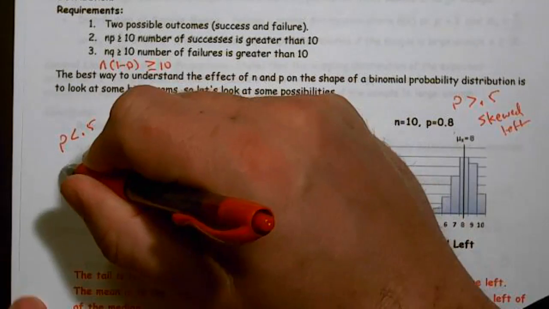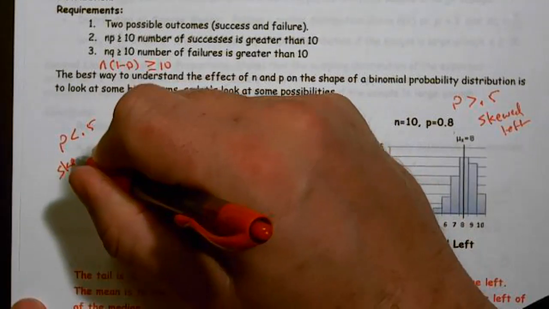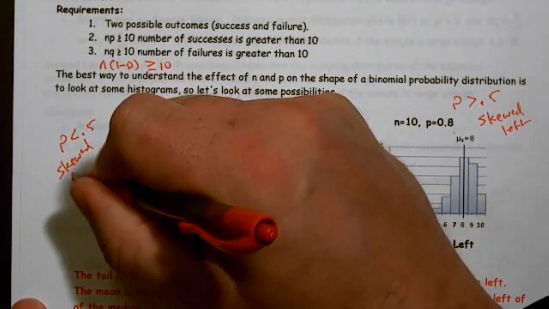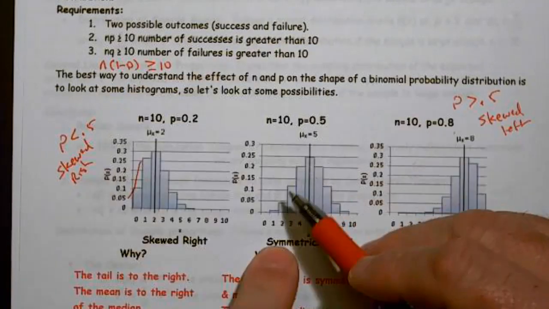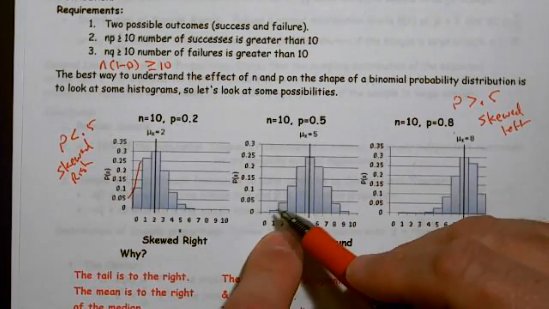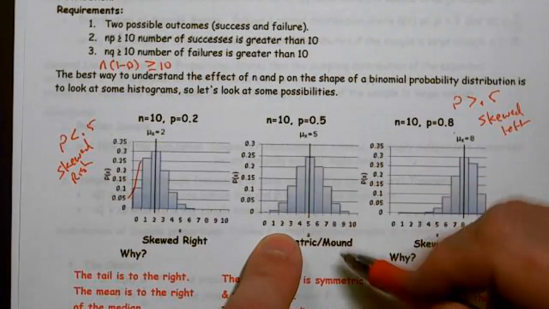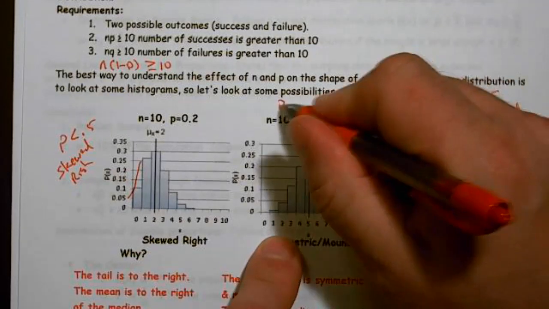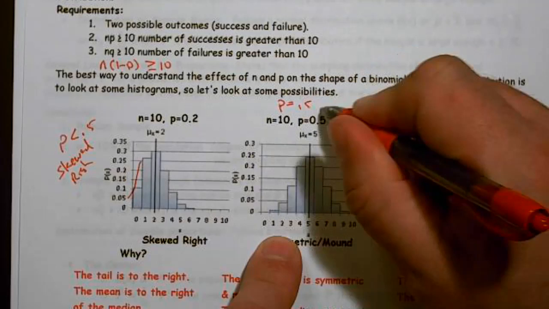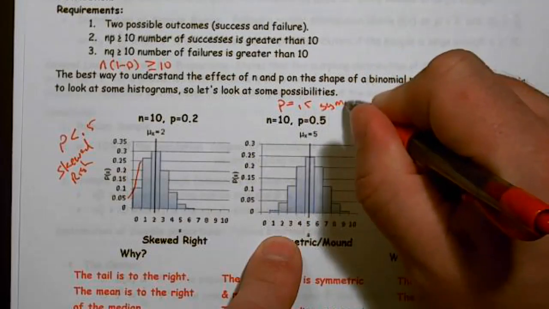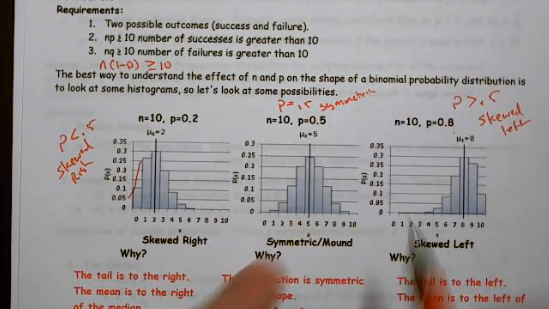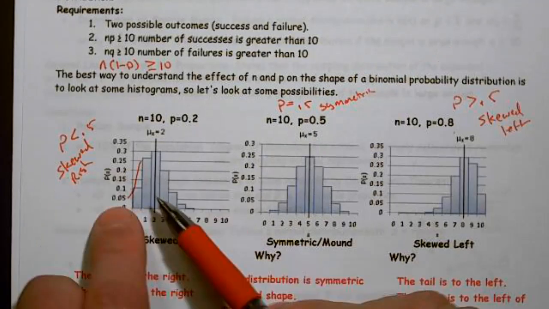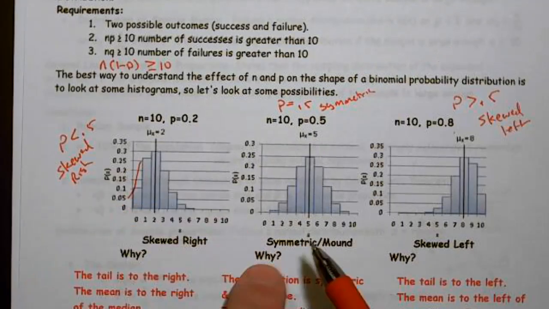Probability less than 0.5, skewed right. And if we have a probability of 0.5, it ends up being symmetric. So probability is 0.5, we end up with symmetric. That is something you need to memorize. So less than 0.5, skewed right.